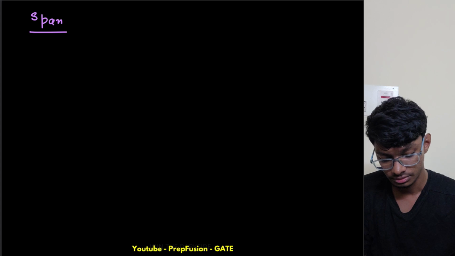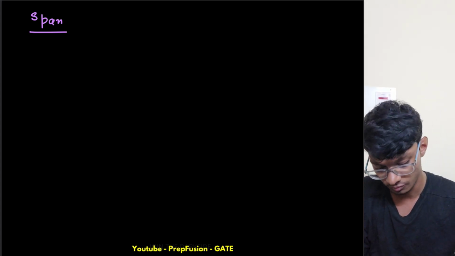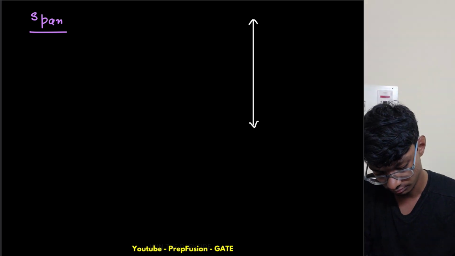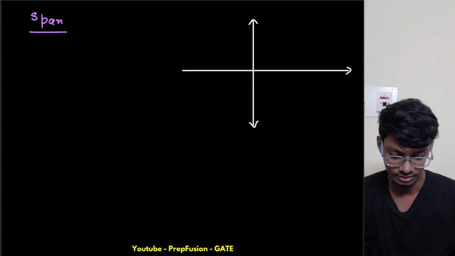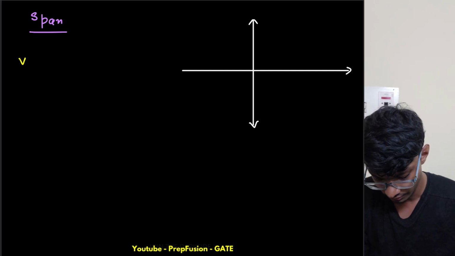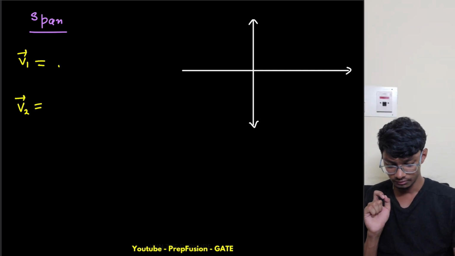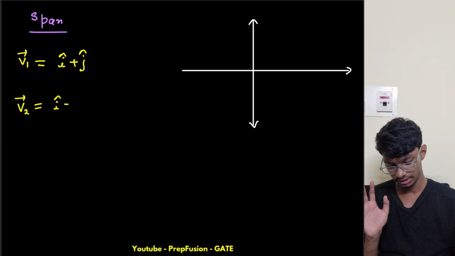Span, right? Now what I will do, I will take two vectors. One is the v1 vector and another is the v2 vector. Now v1 is i cap plus j cap. Let me take this just as an example, and v2 is i cap minus j cap.